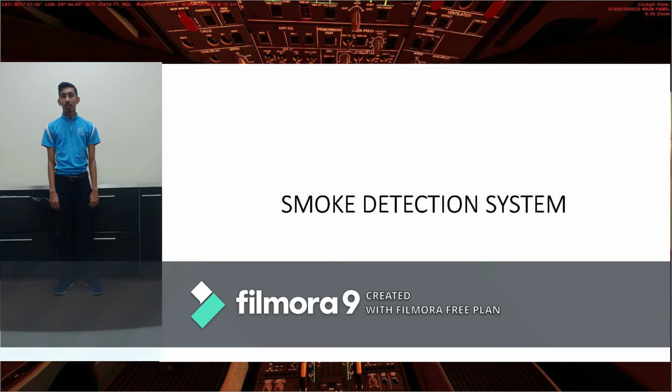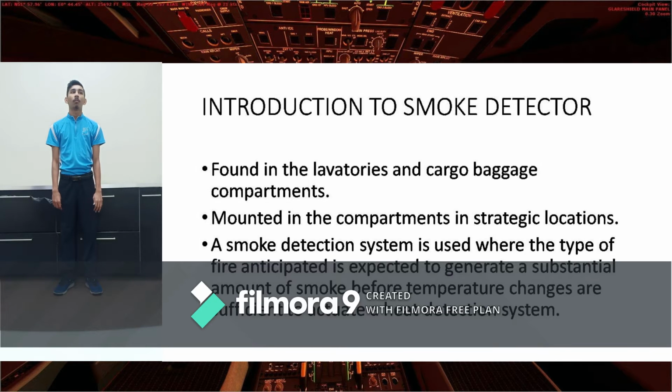What is smoke? Smoke is a collection of airborne particles and gas emitted when a material undergoes combustion, mixing into gases and creating black smoke. Smoke detectors can be found in lavatories and cargo compartments, and they are placed in a strategic location on top of the ceiling, so that smoke can be detected easily.